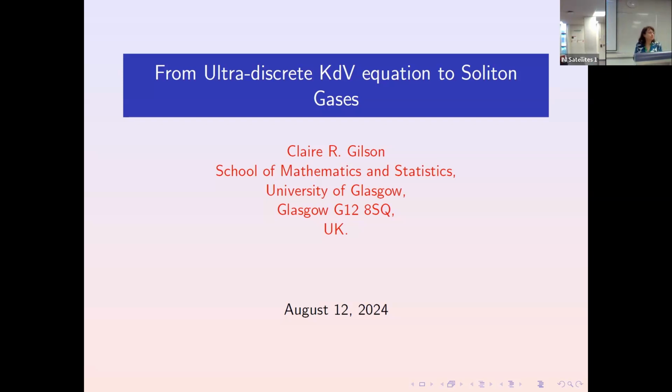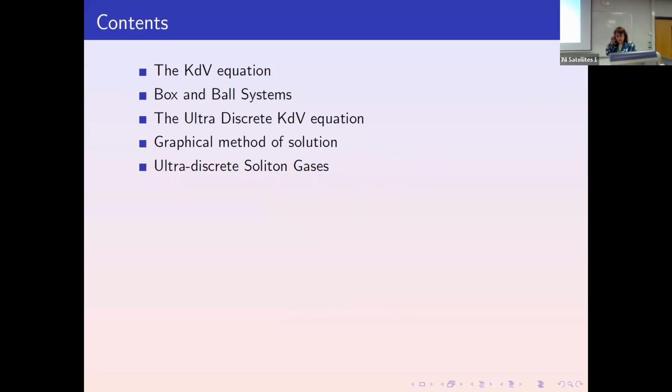So I want to talk about the ultra-discrete KdV equation and its solutions, and relate this to Soliton gases. I'm going to start off with a very easy introduction and mention the KdV equation, because the system I want to talk about is what's called an ultra-discrete version of the KdV equation. This is where you've discretized time and space, and in the original version you also discretize the dependent variable, giving what's called a box and ball system.